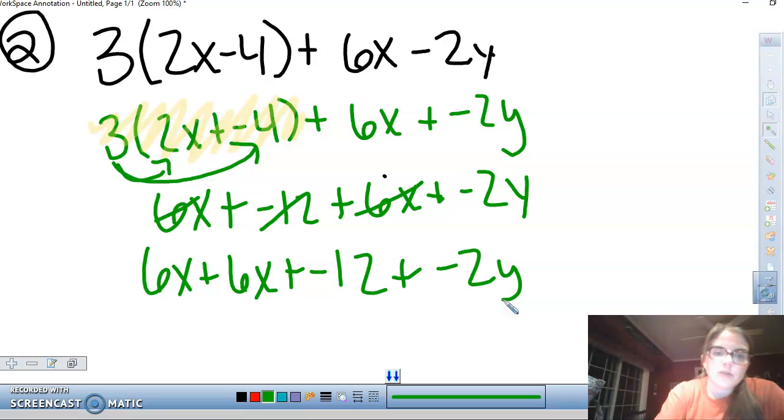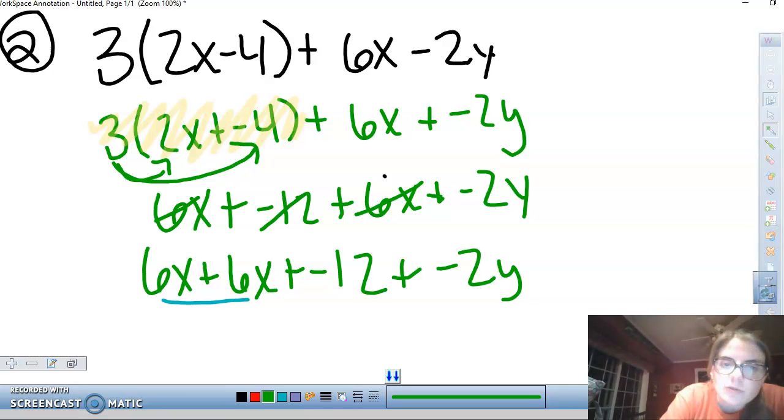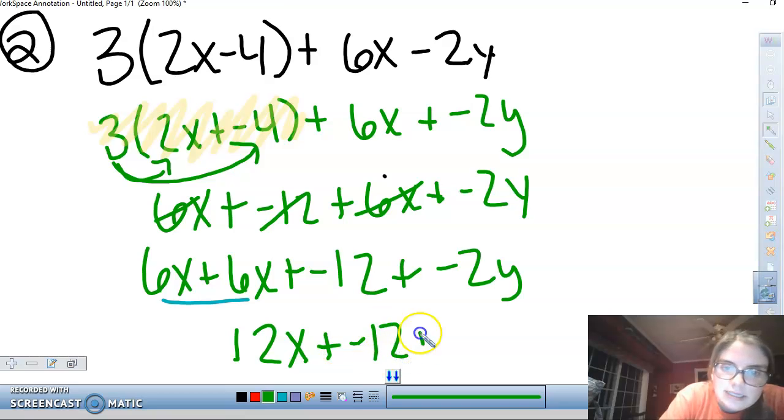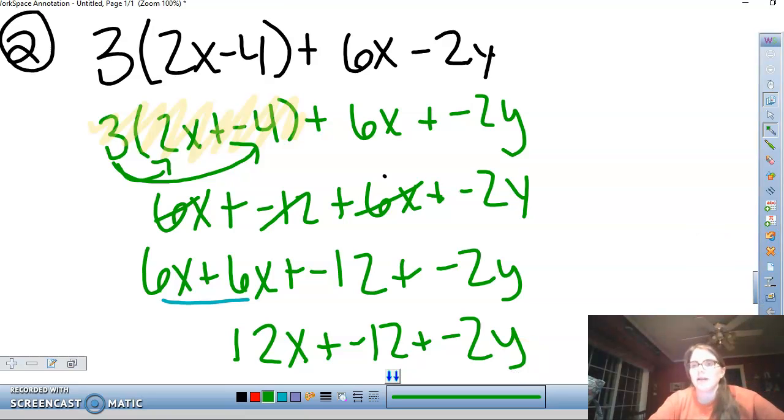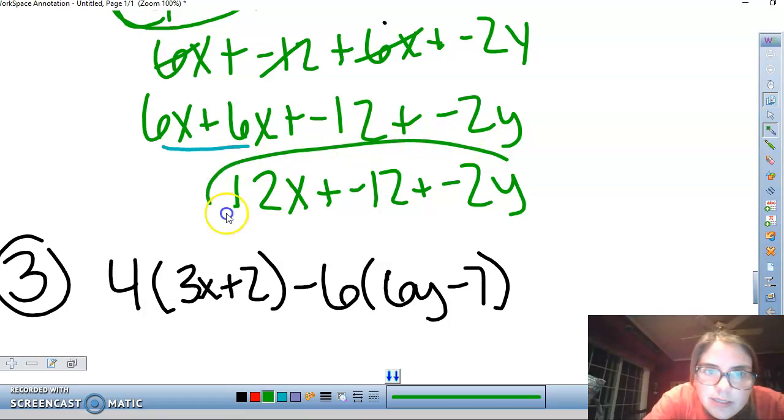Okay, so it looks like the only 2 that I can combine are going to be these 2 right here. So 6x plus 6x, they're the same sign, so I'm going to add. So it's going to give me 12x plus -12 plus -2y. I cannot combine anymore, so that might be my answer. So this could be an answer.